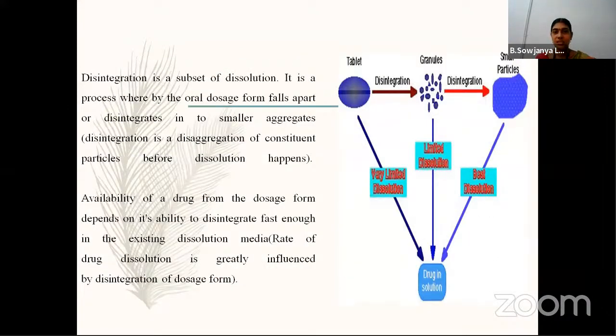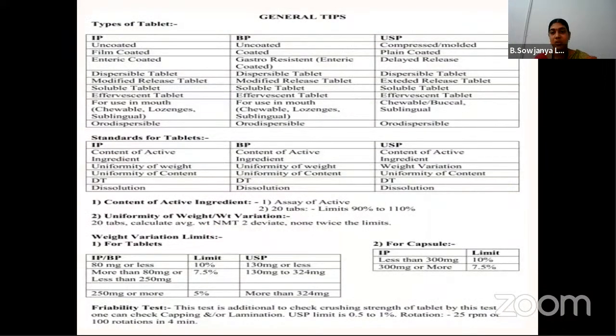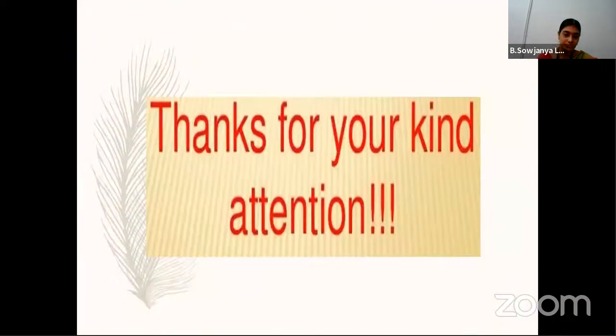So disintegration is a subset of the dissolution process. Whatever tablet is taken orally falls into small aggregates as it disintegrates. The availability of the dosage form depends completely upon its ability to disintegrate faster. So the rate of drug dissolution is greatly influenced by the disintegration of the dosage form. Okay, so thank you for your kind attention.